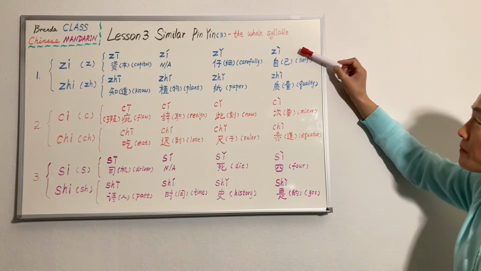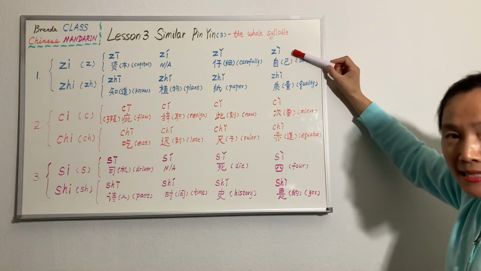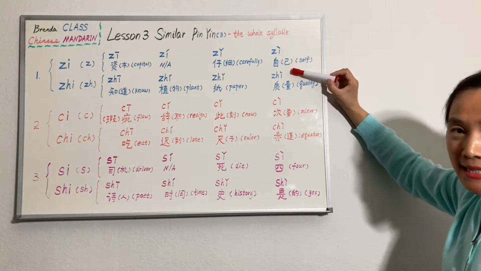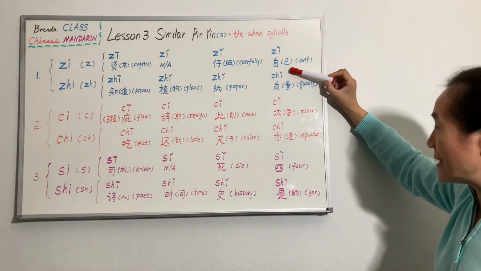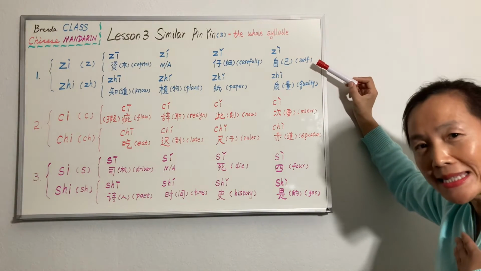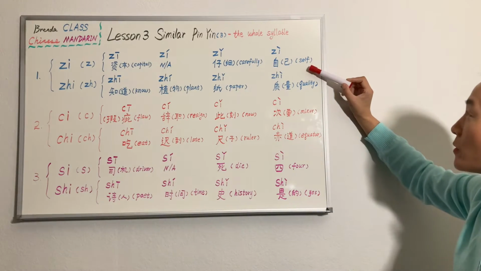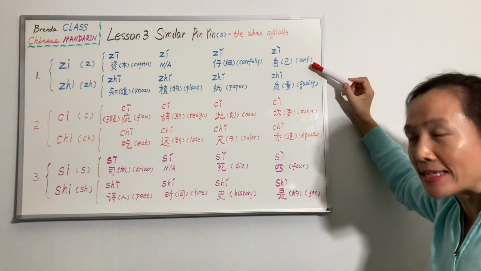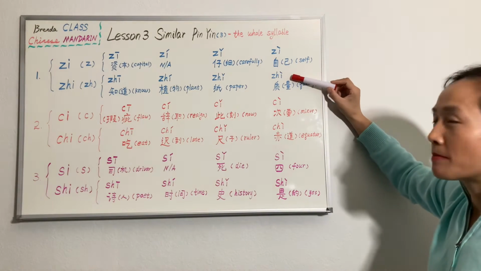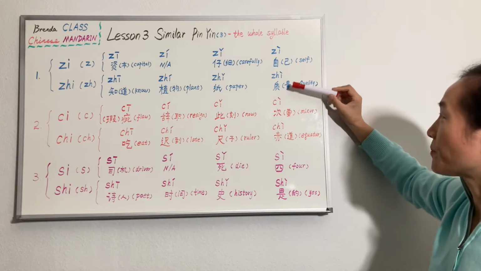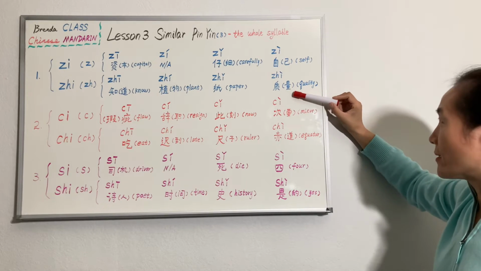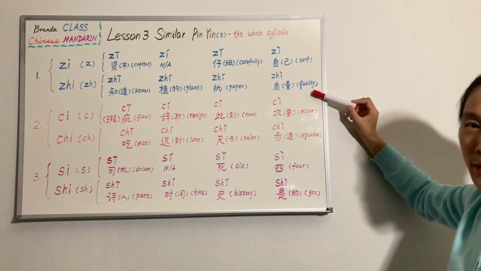The fourth tone. Zi, zi, zi ji, zi ji. Self. 我自己, myself. 你自己, yourself. 质, 质, 质量, 质量 means quality.